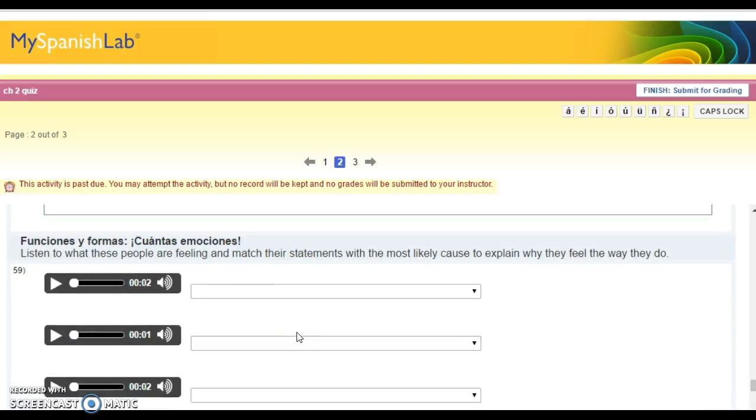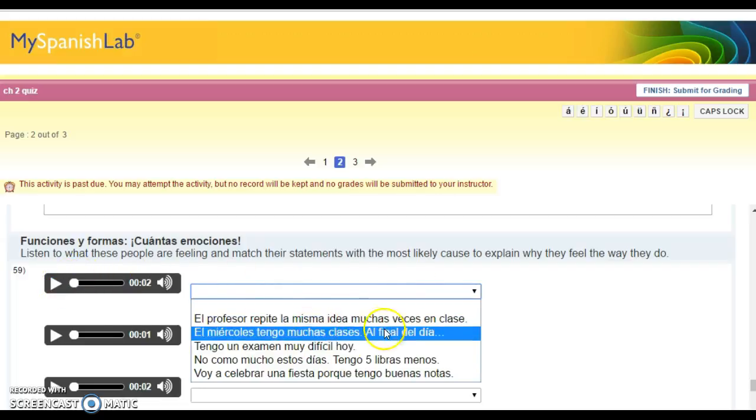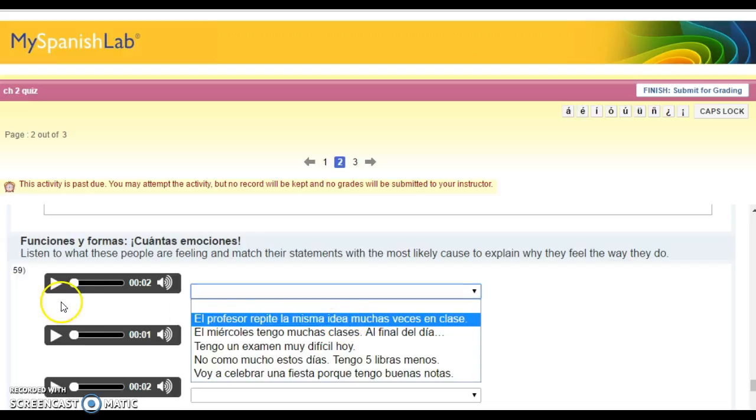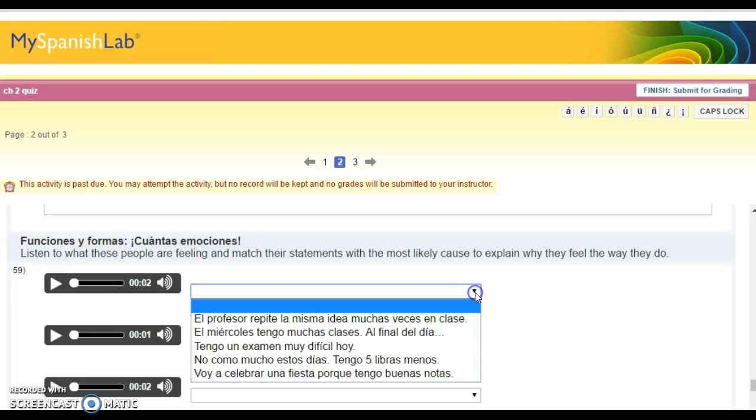So, okay. And then, Cuántas emociones: listen to what these people are feeling and match their statements with the most likely cause to explain why they feel the way they do. I'll give you a drop-down menu, and let's do the first one here for you. It's always good to read through those before you listen, maybe as well as after you listen. You might want to listen more than once. Okay. Estoy muy cansada.